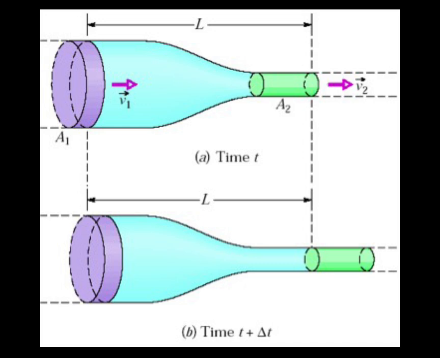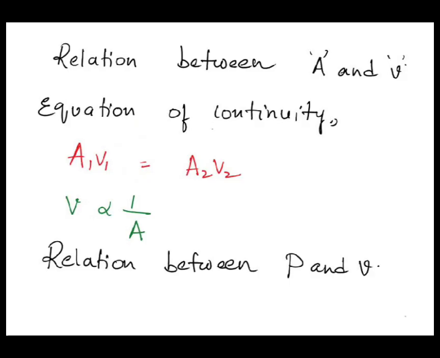Second is the continuity equation. The continuity equation ensures the conservation of mass in a steady, incompressible flow. It states that the mass flow rate remains constant along a streamline. A1 V1 is equal to A2 V2, where A1 and A2 are cross-sectional areas at point 1 and point 2, and V1 and V2 are fluid velocities at points 1 and 2.